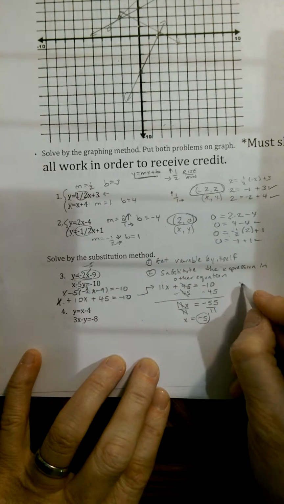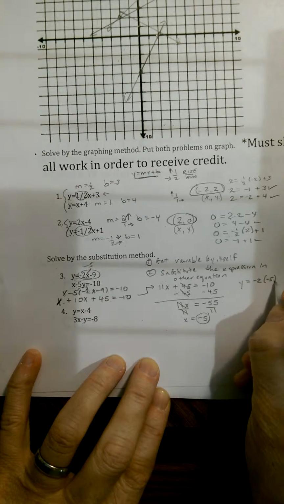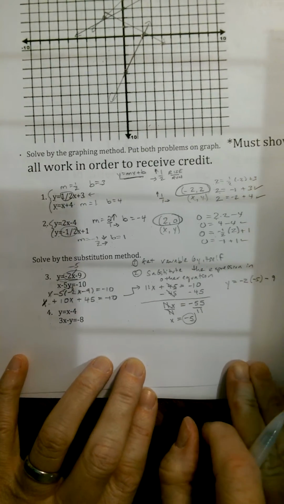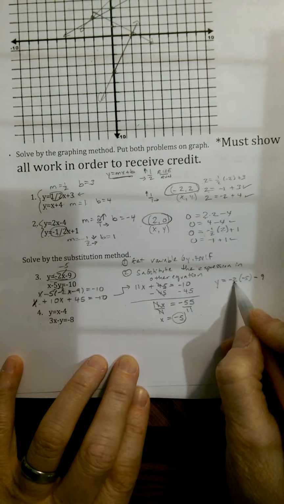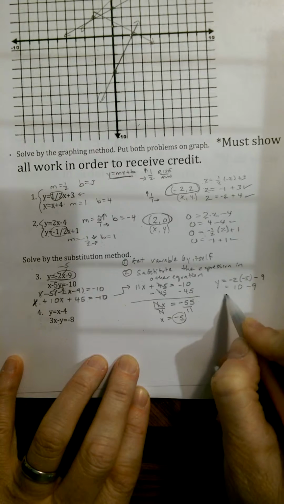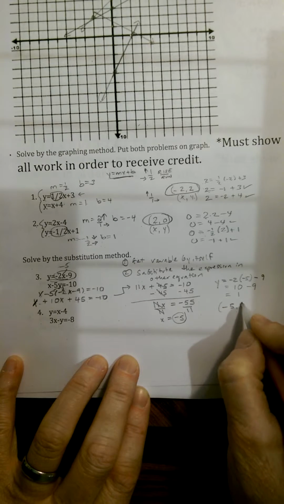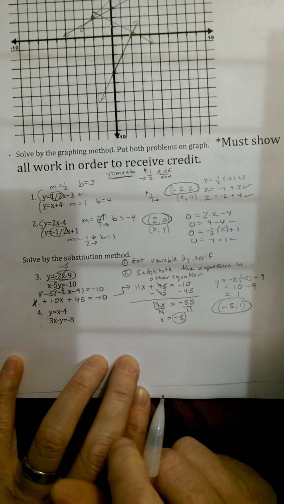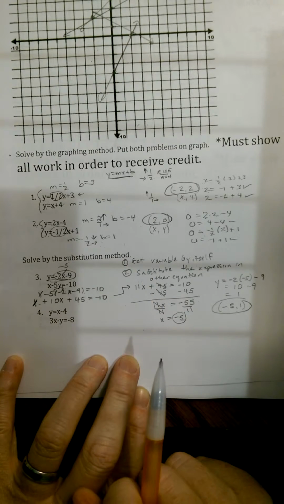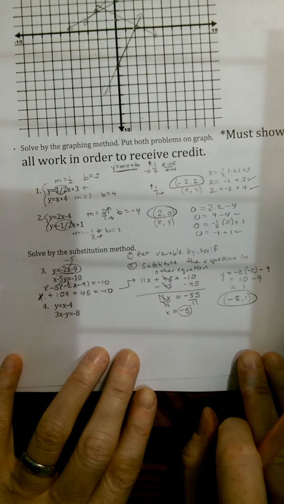I'll do that over here. I'm going to put y equals negative 2 times negative 5 minus 9. And this will give me my y value. And so I get negative 2 times negative 5 gives me 10. 10 minus 9 gives me 1. So my answer is negative 5 comma 1. I have to express it as a point because, again, it's two lines, and where they intersect is my solution, just like in the above problem, but I'm using substitution. So that's my first problem, the number 3.